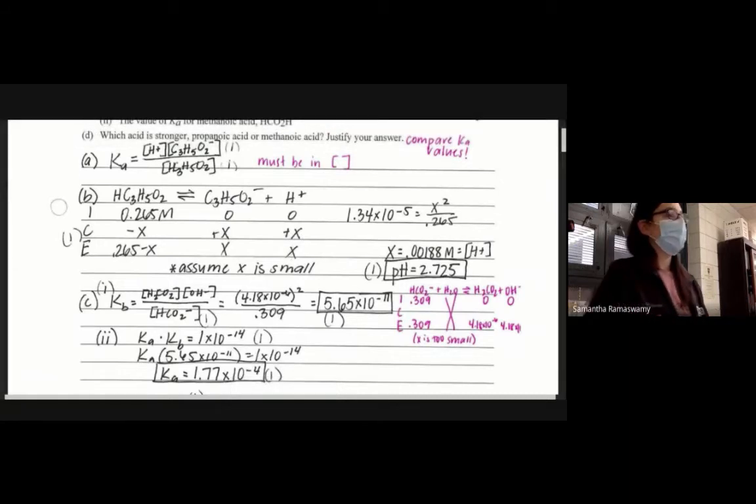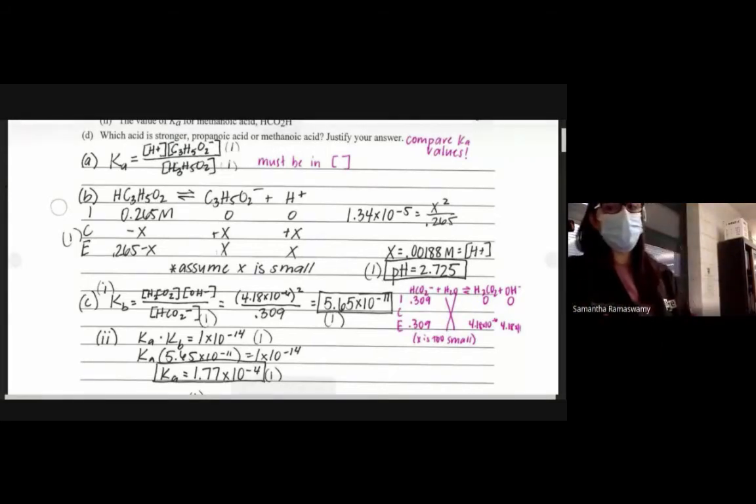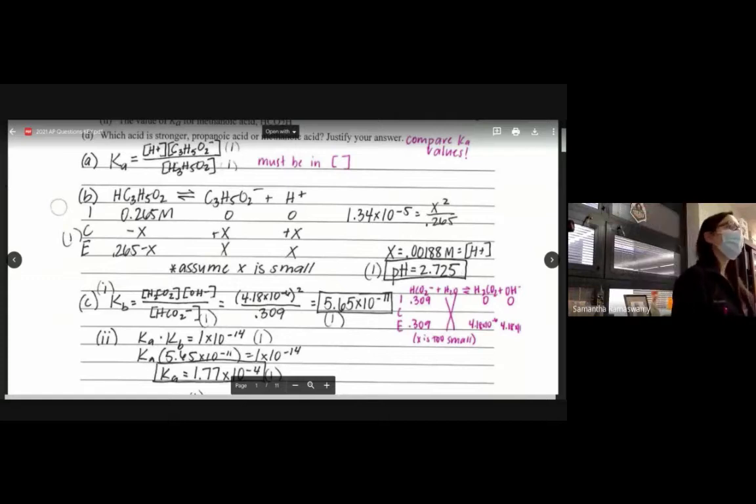As we find H plus, take the negative log to get the pH. So we need to solve for the X value. We assume X is small. We get 2.725 for the pH. That makes sense. It's below 7. It's an acid.